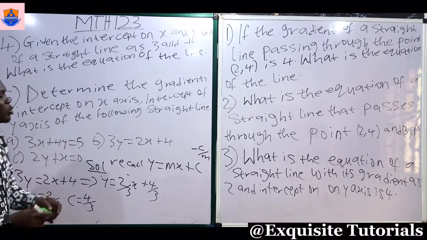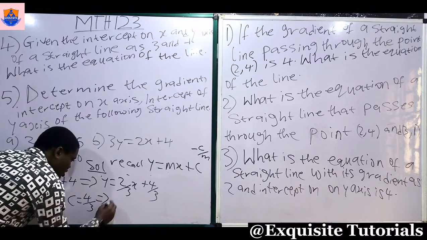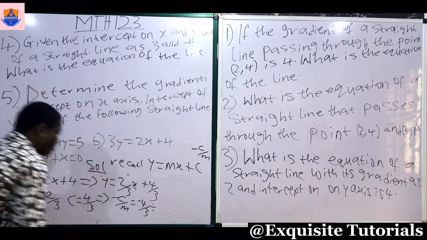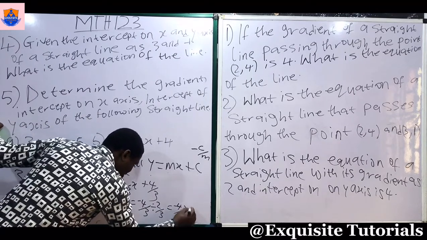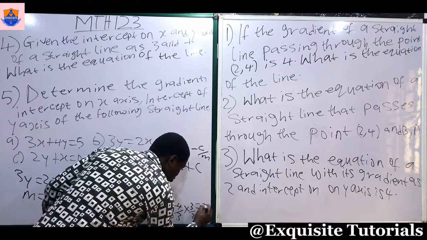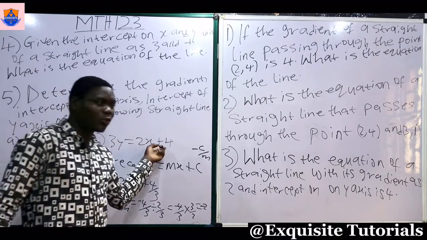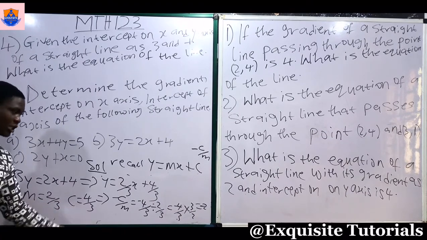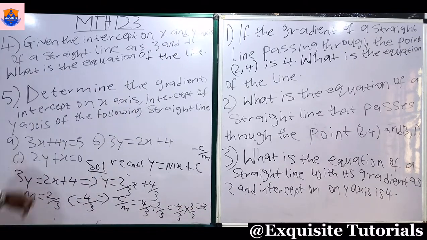How do we get the intercept on our x-axis? Minus c over m. So the intercept on the x-axis is minus 4 over 3 divided by 2 over 3. This is minus 4 over 3 times 3 over 2. The 3 cancels out. Minus 4 divided by 2 is minus 2. So this is the intercept on the x-axis. When you plot this graph, you will observe that the point where the line touches the y-axis is 4 over 3 and the point where the line touches the x-axis is minus 2. So that's for question 5b.